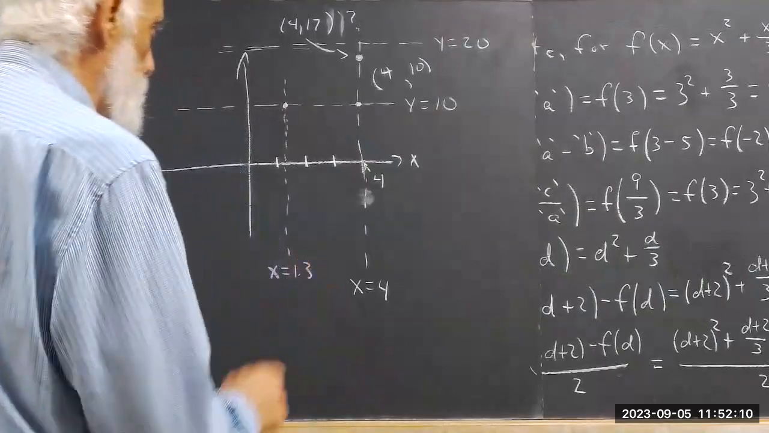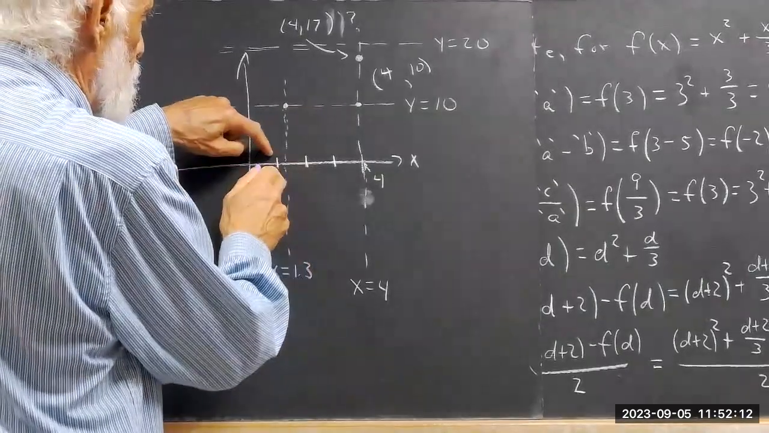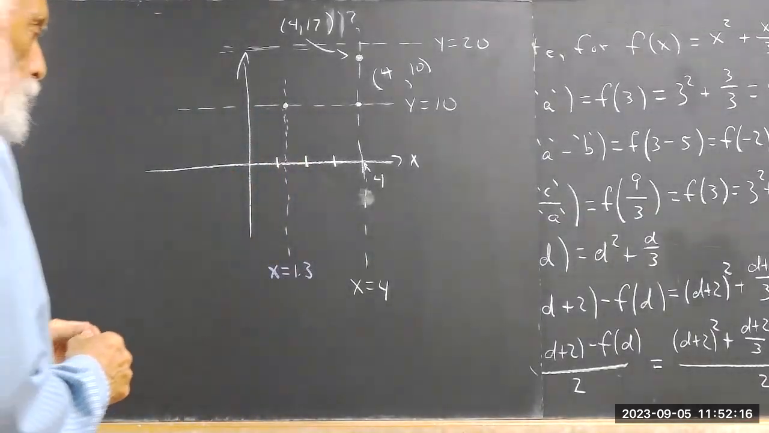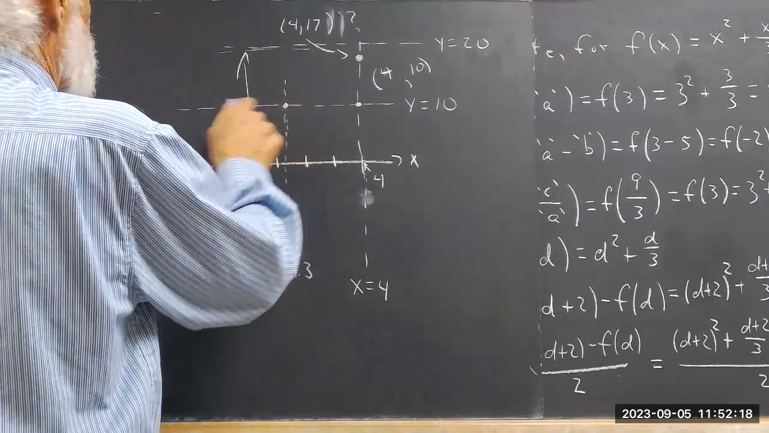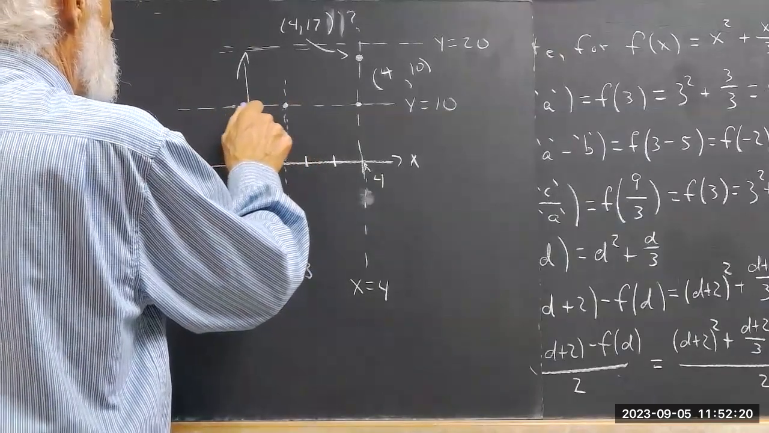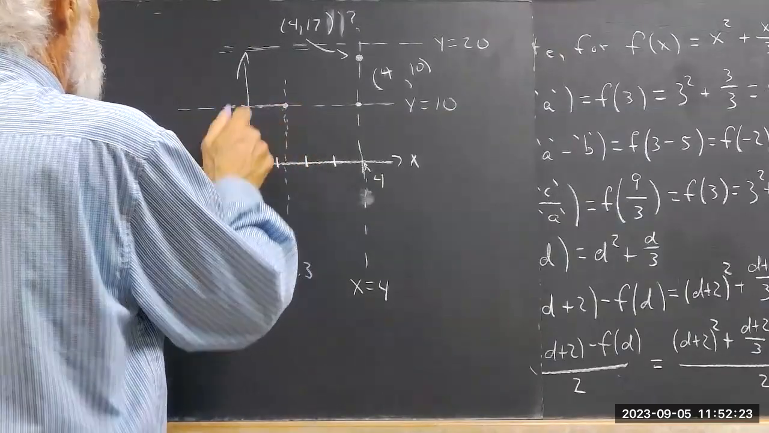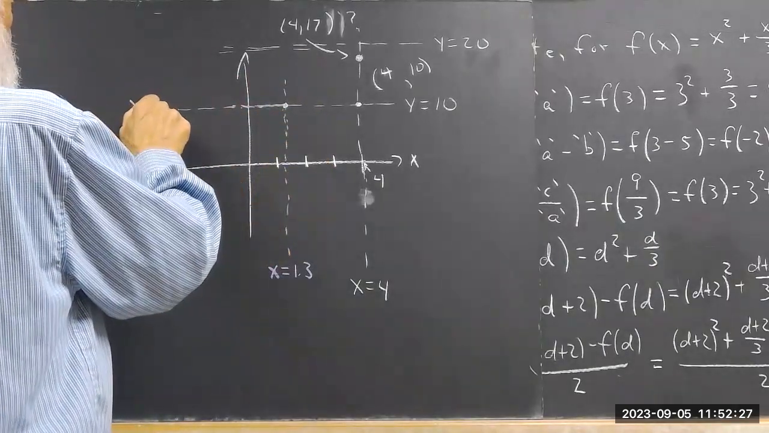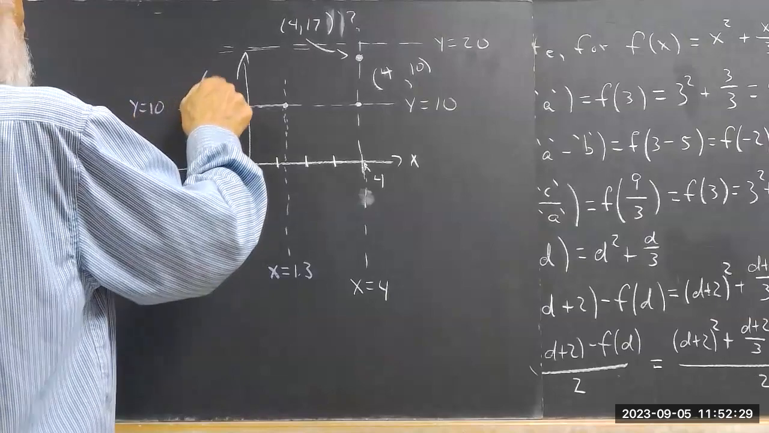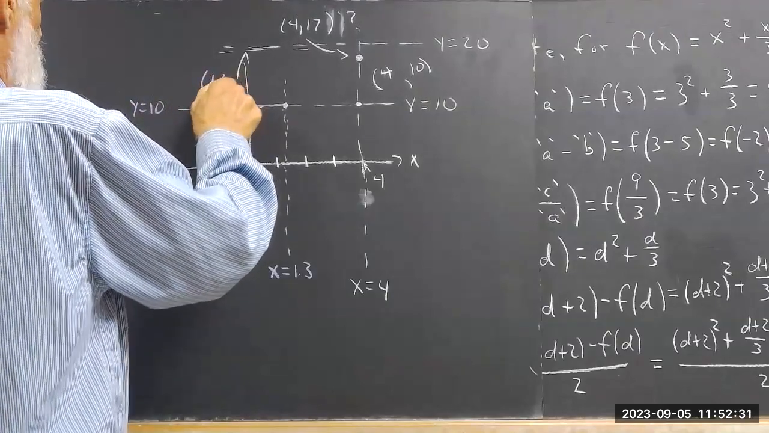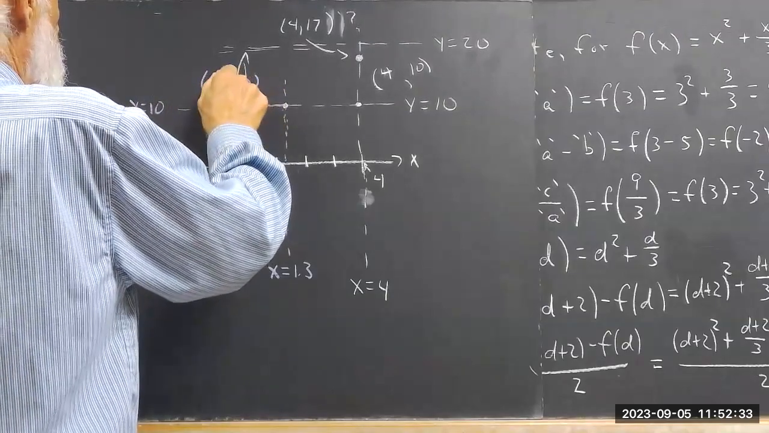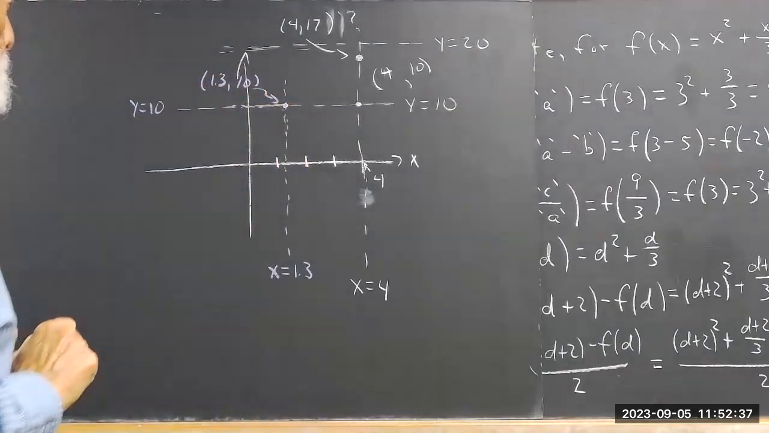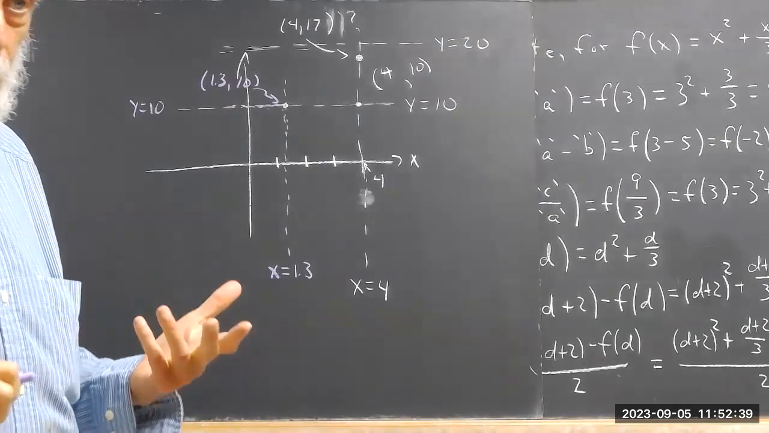It's closer to 1 than it is to 2. There's still a little space there. Maybe it's closer to 1.2. And of course, if I do this from the point, I see that it lies on the line y equals 10. So this point is (1.3, 10). Make sense?